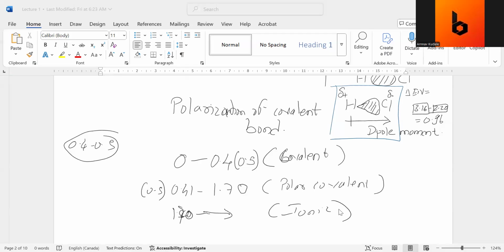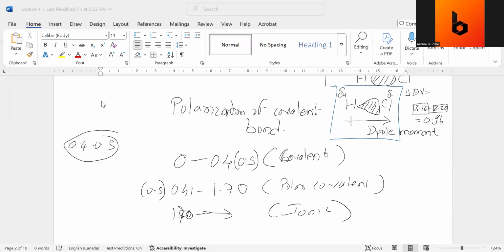Understood? So we call it an ionic bond. For the sake of simplicity, if the electronegativity difference is 0 to 0.5, it is covalent. If it is between 0.5 and 1.7, it is polar covalent. If it is 1.7 and above, it is ionic.